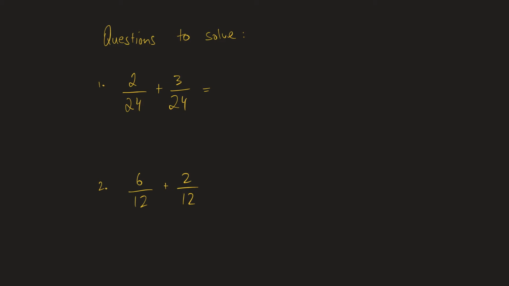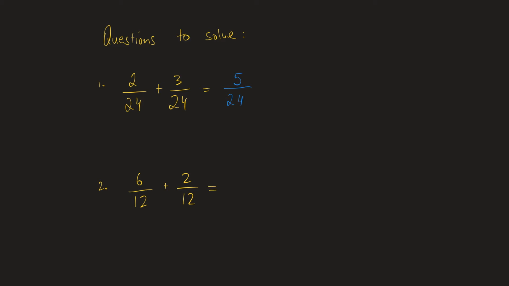With the first one, we've got the same denominator, so I'm going to put 24 to begin with. And then I've got in the numerator 2 and 3, so 2 plus 3 is going to be 5. So my answer there is going to be 5 over 24.